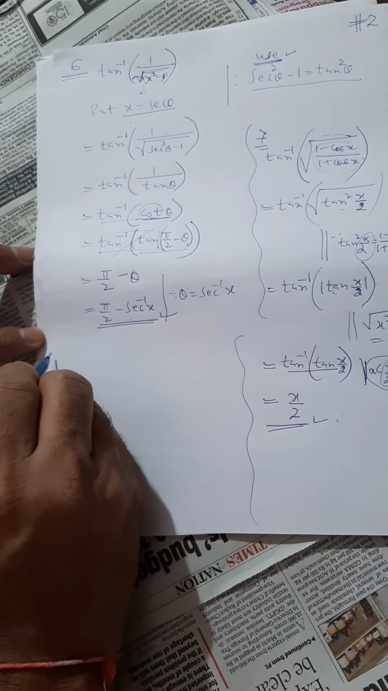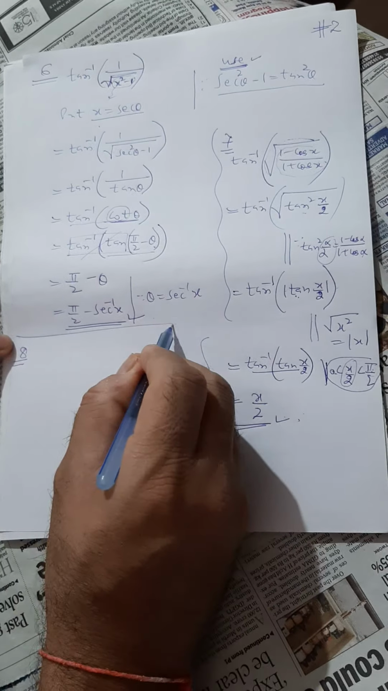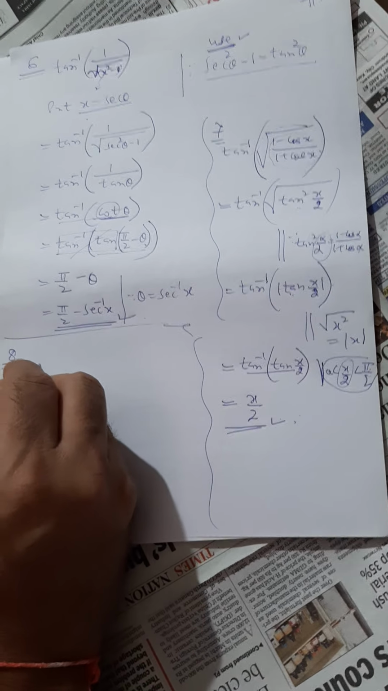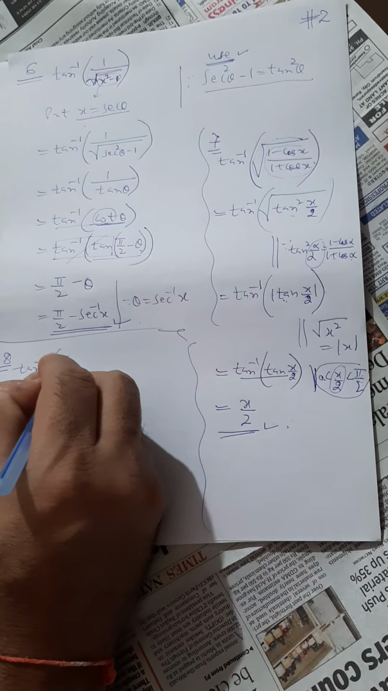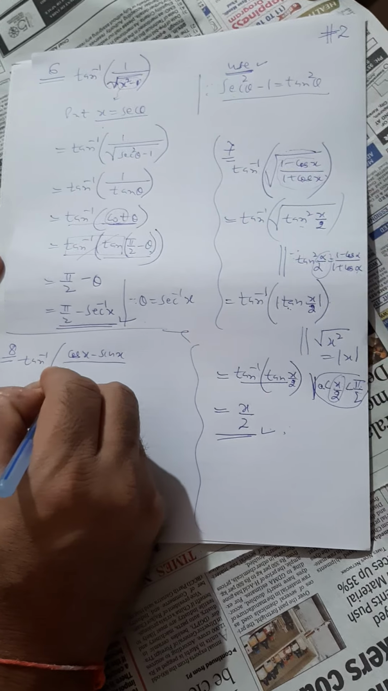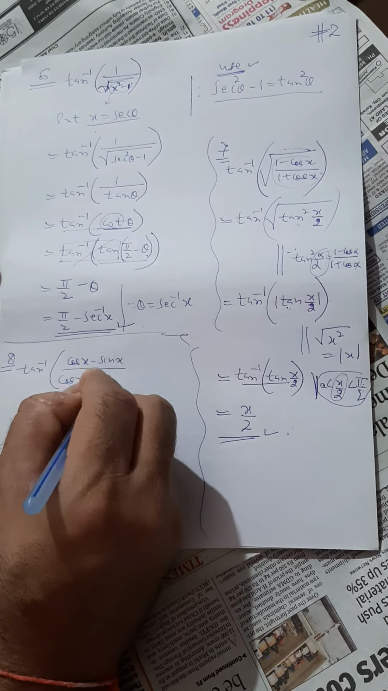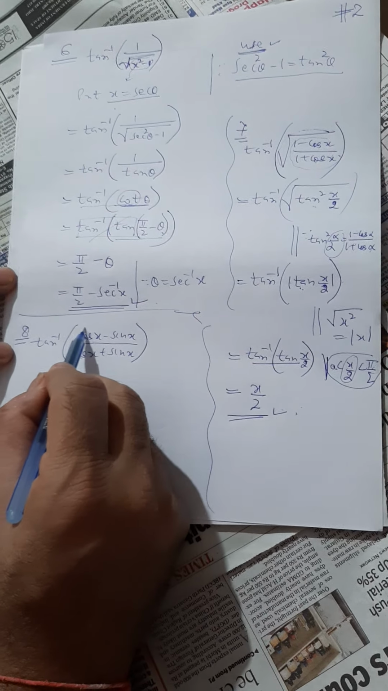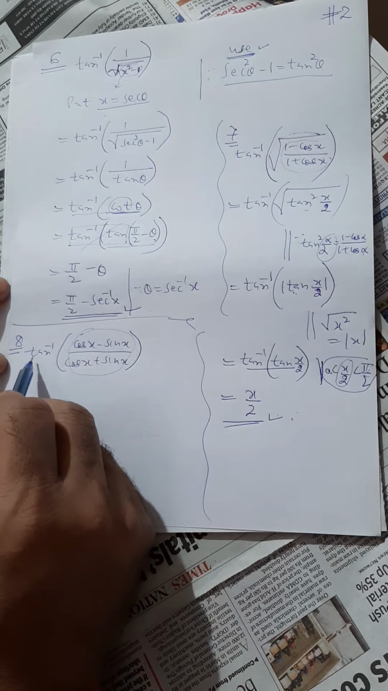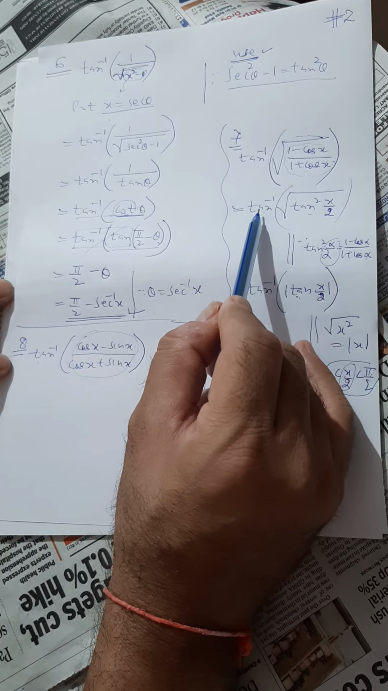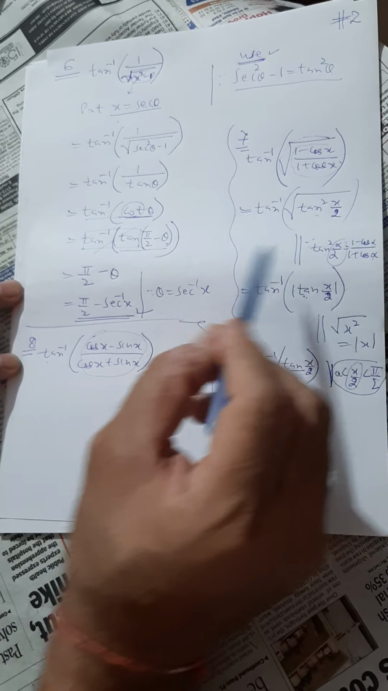Next question, question number 8 here. The 8th question is tan inverse of (cos x minus sin x) upon (cos x plus sin x). Now I want to reduce this into tan function because outside I have tan inverse. That's what you did here, same thing here. Outside your tan inverse, reduce into tan.